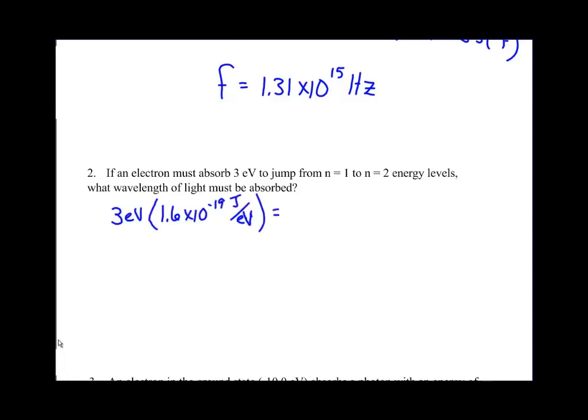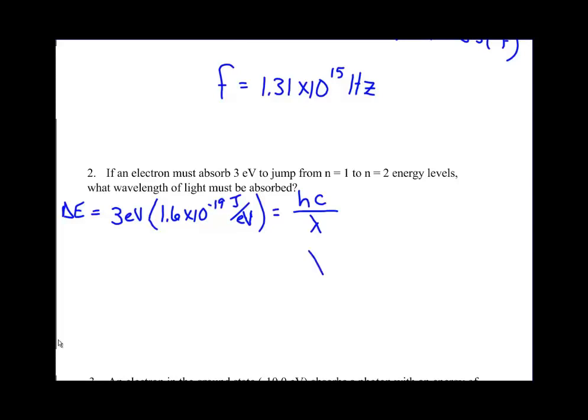So now I've got my energy in joules, and I'm going to use the energy to wavelength, so we have hc over lambda. C, remember, is the speed of electromagnetic radiation. So this is the change in energy for the electrons to go from one energy level to the next energy level. So now I just have to fill in Planck's constant and C, because I know those values. Planck's constant, again, 6.63 times 10 to the negative 34. C is the speed of electromagnetic radiation, 3.0 times 10 to the 8th meters per second.